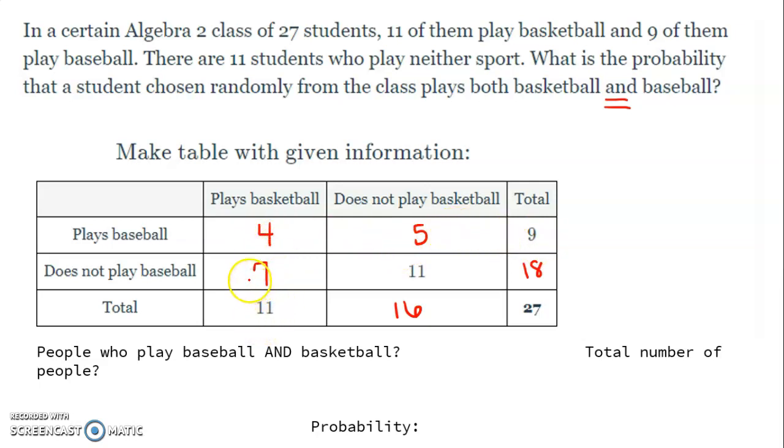And if I want to know the total who play basketball and baseball, well, that is this block right here. Those are the students who play basketball and play baseball. So that is 4 people. The total number of people, 27, and the probability is 4 out of 27.